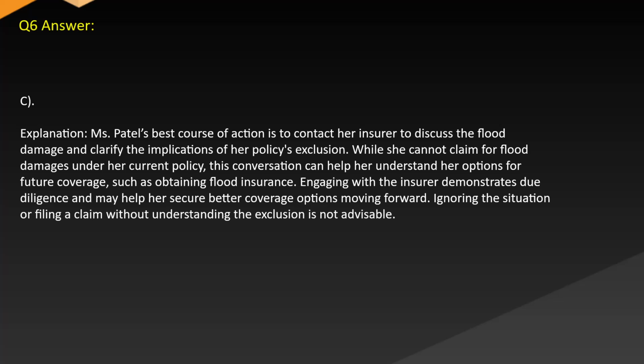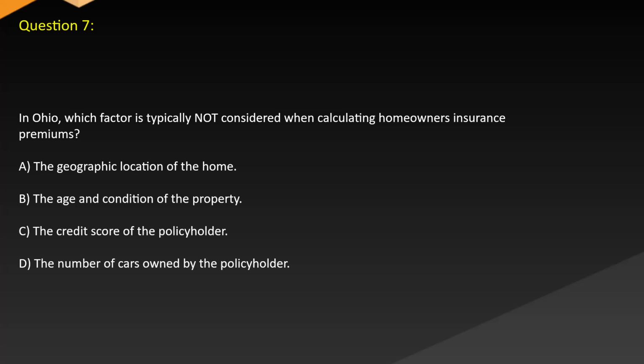Ignoring the situation or filing a claim without understanding the exclusion is not advisable. Question 7. In Ohio, which factor is typically NOT considered when calculating homeowners insurance premiums? A. The geographic location of the home. B. The age and condition of the property. C. The credit score of the policyholder. D. The number of cars owned by the policyholder.